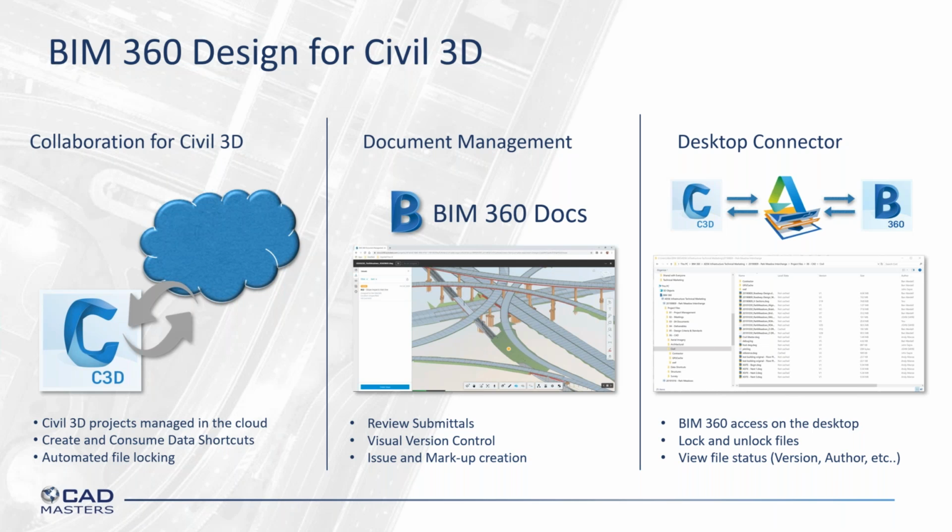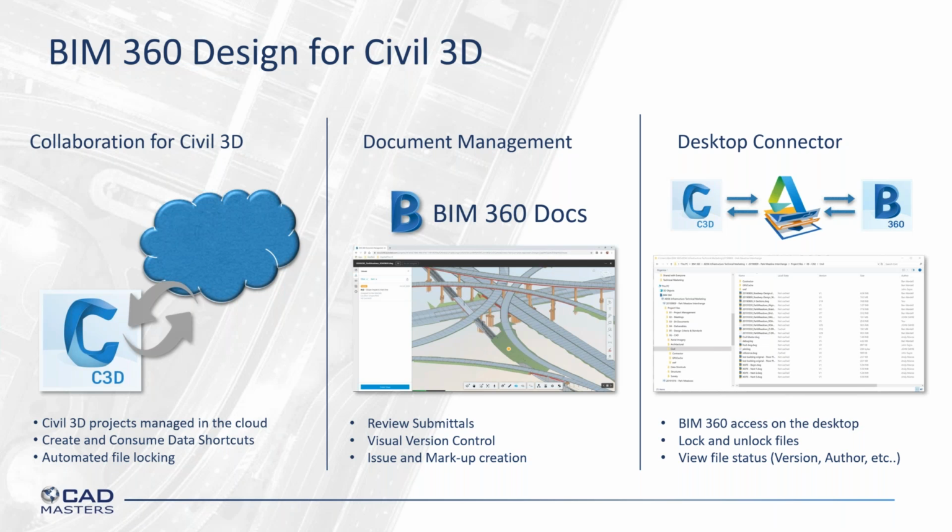So BIM 360 Design has sort of three main aspects. The first is collaboration for Civil 3D, which is what we'll be looking at today, and that's the part that allows XREFs and data shortcuts, as well as your project models, to reside in the cloud. Second, we've got the document management module, which allows the online viewing, version comparison, and access management of the project in the cloud. The BIM 360 Docs module is the one that stakeholders will use who aren't actively working in Civil 3D.